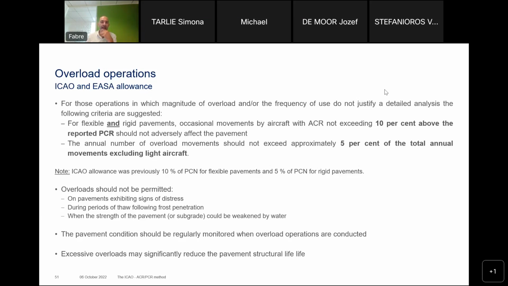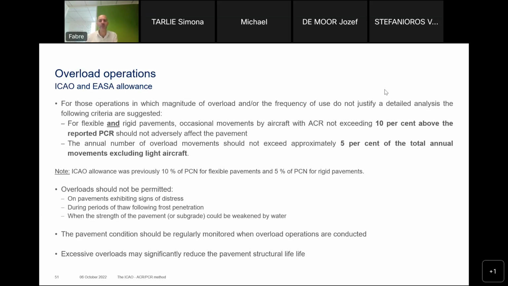the ICAO allowance. And the overload should not be permitted if your pavement is exhibiting some sign of distress. Also, during the period of thaw following frost penetration, so we had a question about that, we can have a seasonal publication of the PCR for such cases. And also, obviously, it is not recommended to accept overload operations when your pavement is modified because of environmental conditions, should it be the frost penetration, but also the high temperature period during the summer, as we experienced this summer. And also, the overload should not be permitted when the strength of the pavement can be weakened by water penetration.